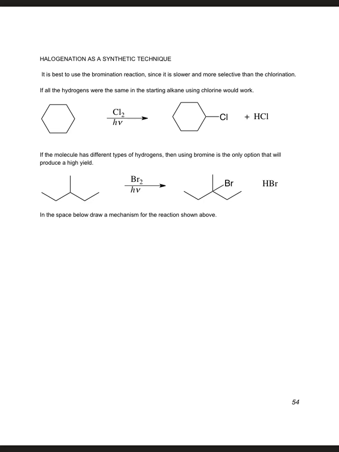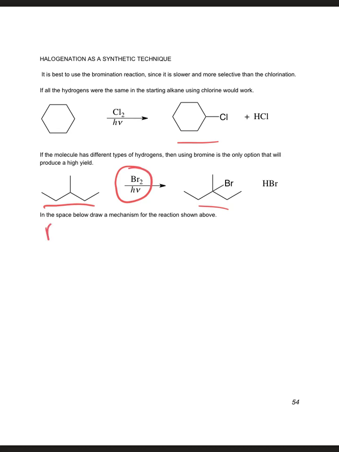So halogenation is a synthetic technique. We're in organic chemistry. We're trying to learn to make new molecules, figure out how we can make things. It's all about what can we do with it. So we've shown we can chlorinate something and we can brominate something, and we've shown that the bromination is a much better reaction to do than the chlorination. So if you need to do something to an alkane, the only thing we can do is brominate it.